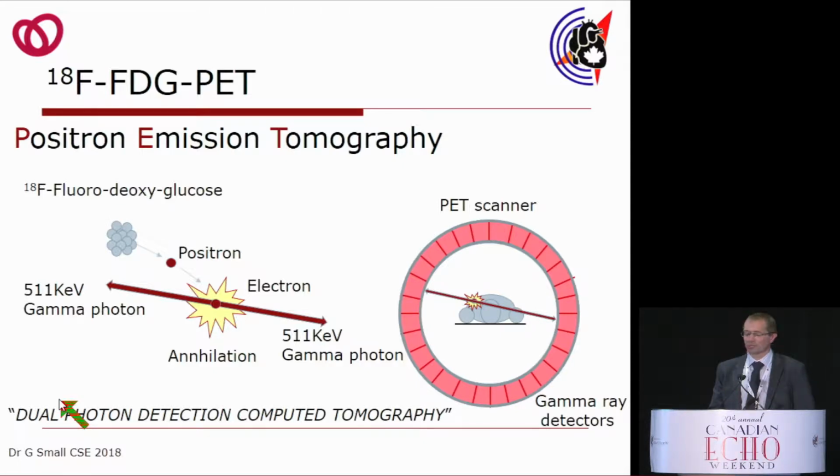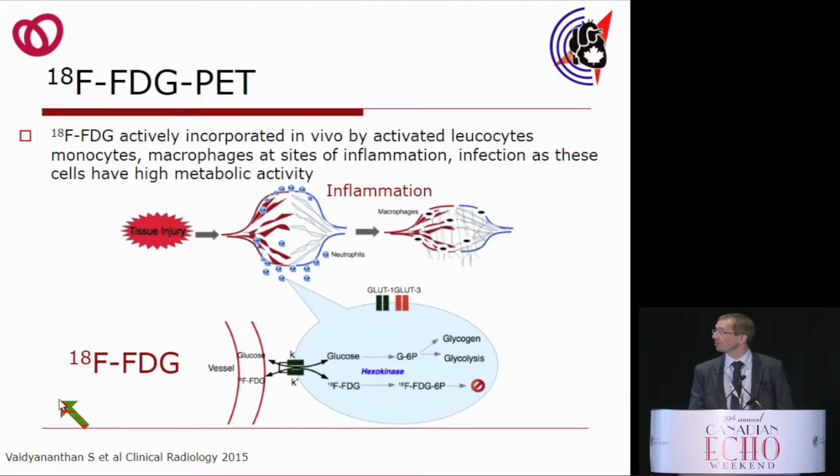The tracer that we're going to be considering is FDG, fluorodeoxyglucose. As its name suggests, it's a glucose analog. It's readily taken up by metabolically active cells such as leukocytes, monocytes, and macrophages in areas of inflammation. And once it's taken up into those cells, it's quickly phosphorylated and it's retained within the cells.